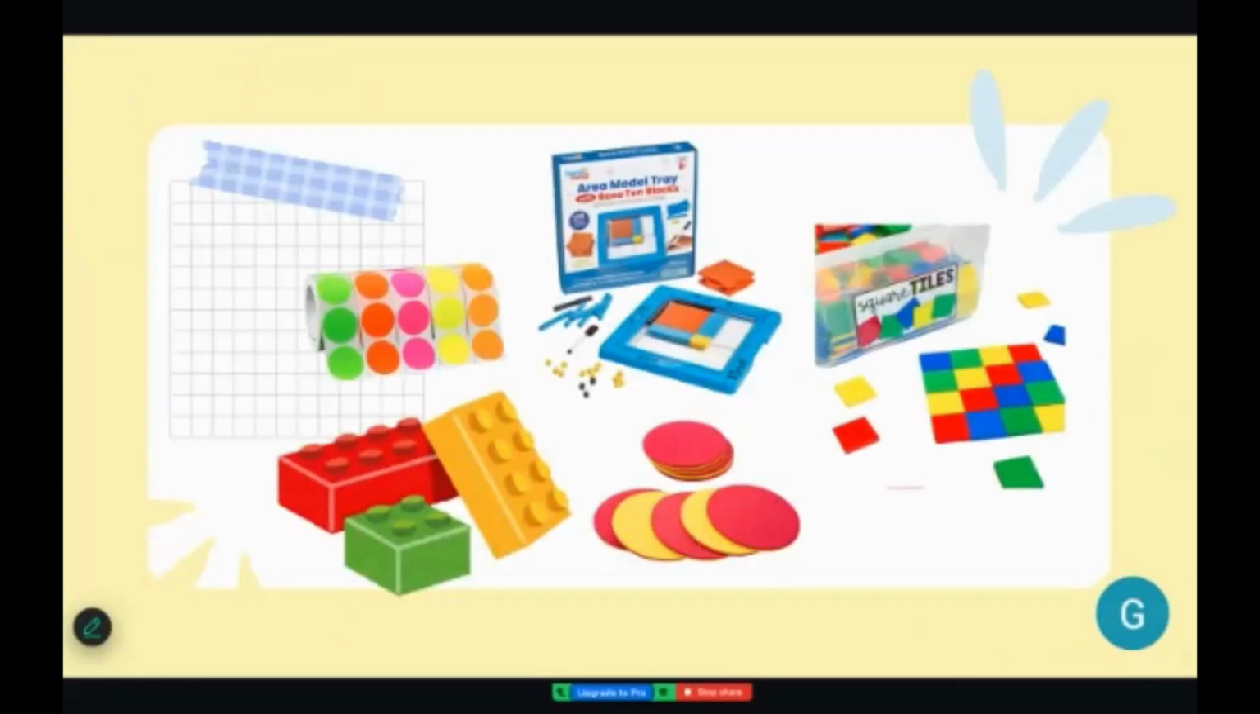Here we can see some examples of what this would look like in our classroom. On the right, we can see that there are some square tiles. We can use those to show an array as well as an area model. We have the area model tray, which is something that we could ask to buy. We also have some Legos. Those are a little more accessible and easier to find. Or we can use graph paper with some dot stickers as manipulatives.